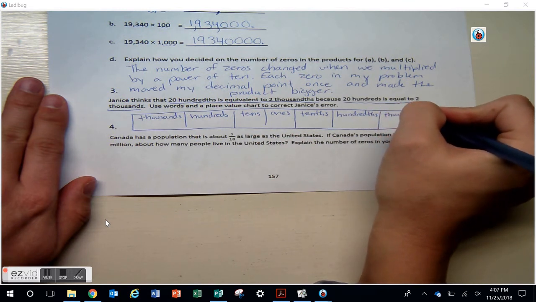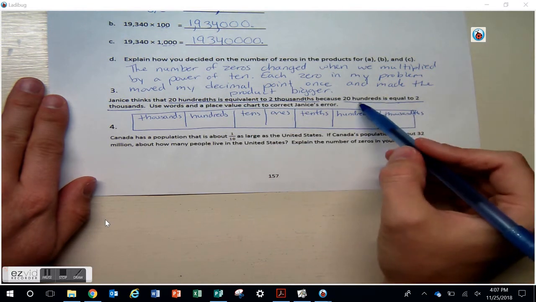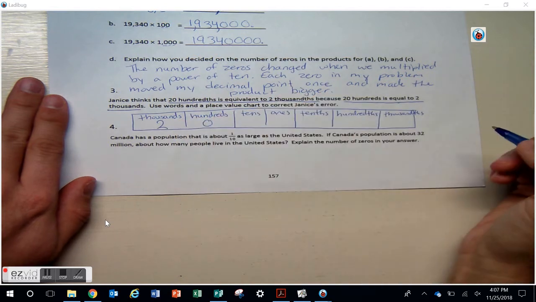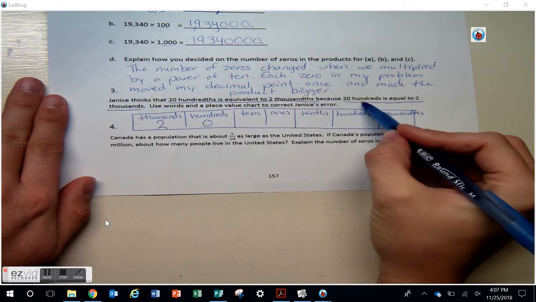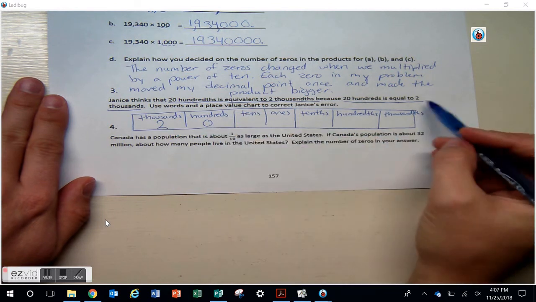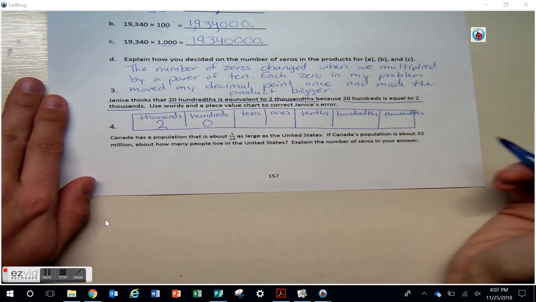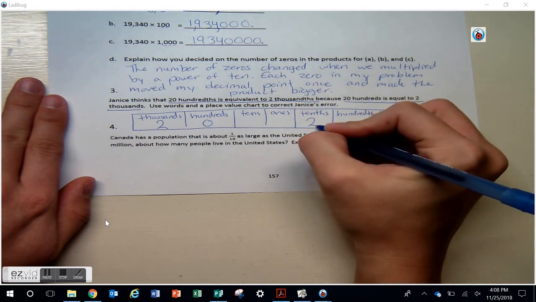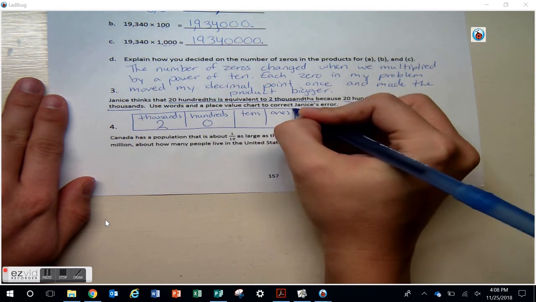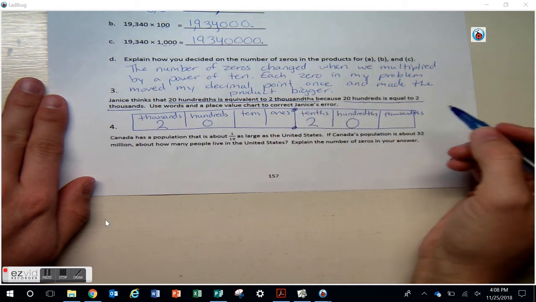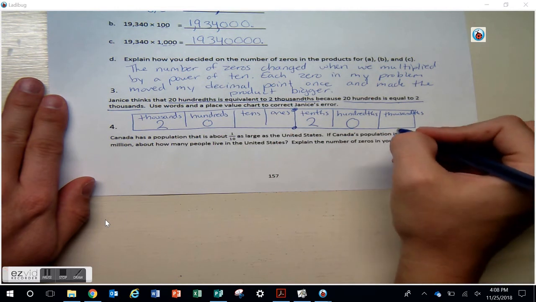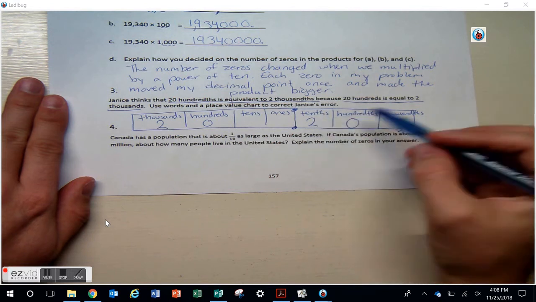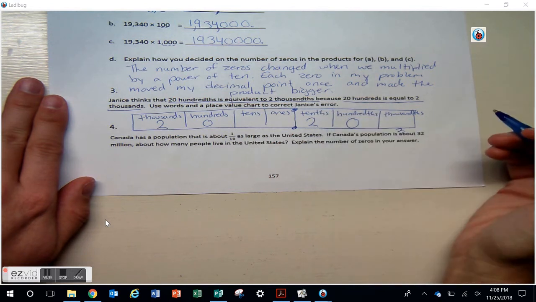Okay, so if I know 20 hundredths, notice how it's ending in the hundredths place, is equal to 2 thousandths. Does that then mean that 20 hundredths, so here's my hundredths, is equal to 2 thousandths? Well, that 2 would be over here. That's not even the same thing. 20 hundredths would be equal to 2 tenths, but not 2 thousandths.